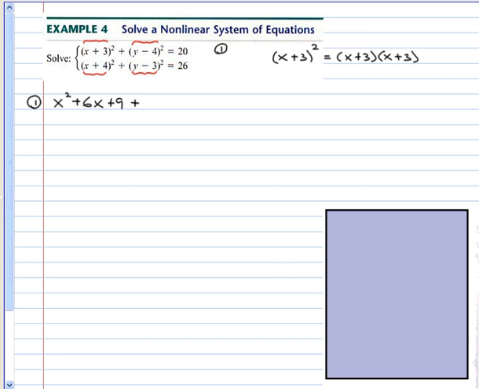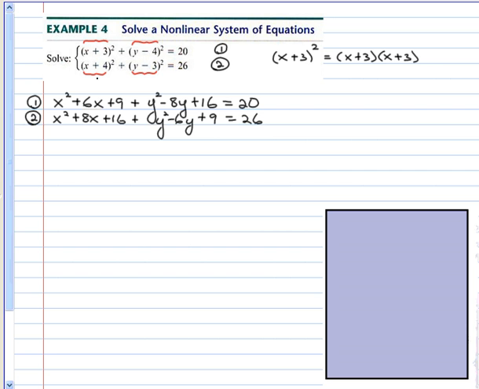y minus 4 quantity squared. Y minus 4 quantity squared means y minus 4 times y minus 4. It'll be y squared minus 8y plus 16 when we're done multiplying it out. Equals 20. So there's the first equation. Second equation, I need to do the same thing. I need to multiply out my binomials. So that x plus 4 quantity squared will be x squared plus 8x plus 16. y minus 3 quantity squared, plus y squared minus 6y plus 9 equals 26.